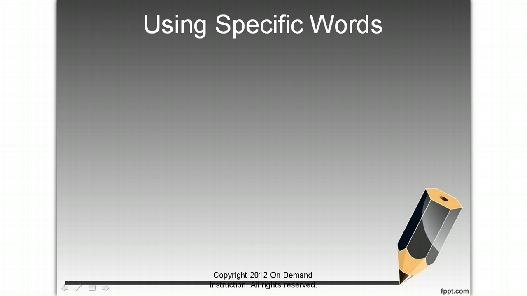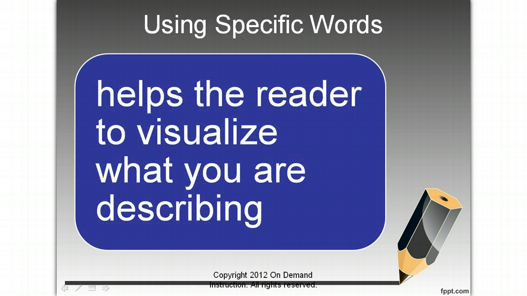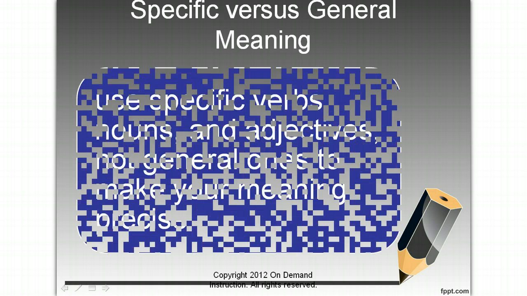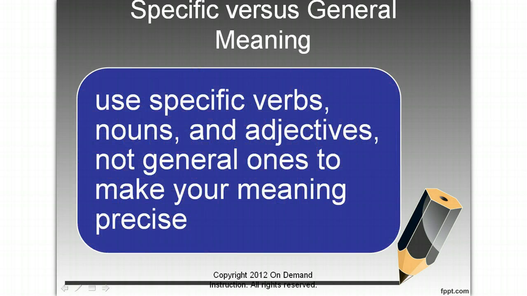Specific words have much more impact on a reader than general words do, because specific words help a reader to visualize what you are describing. Learn how to replace weak general verbs, nouns, and adjectives with precise ones.